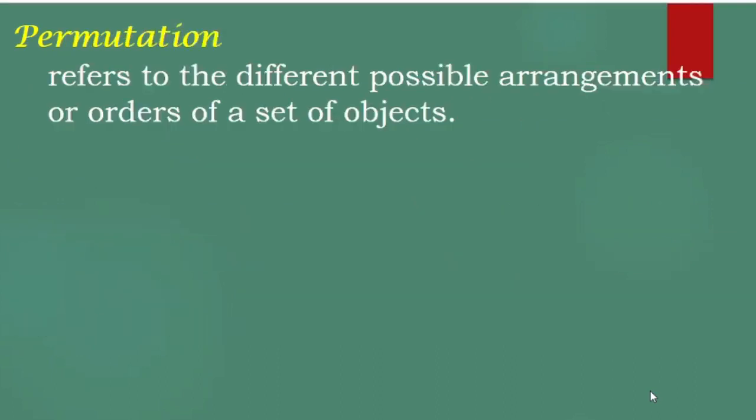Okay, so let us move on to the main topic, which is the permutation. The permutation refers to the different possible arrangements or orders of a set of objects. Here are different ways of writing the permutation: the permutation of n objects taken r at a time, or P times the quantity n, r, and also P times n over r. So these are the different ways of writing permutation.